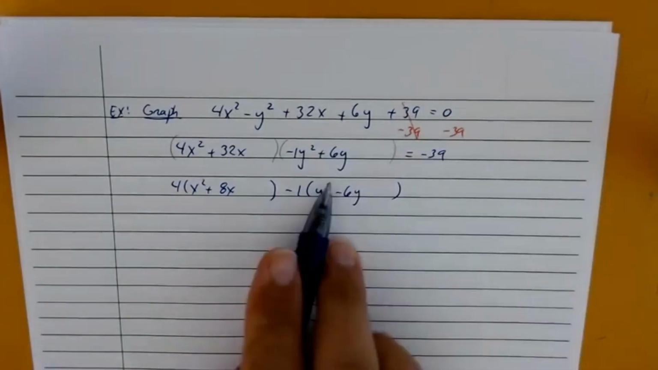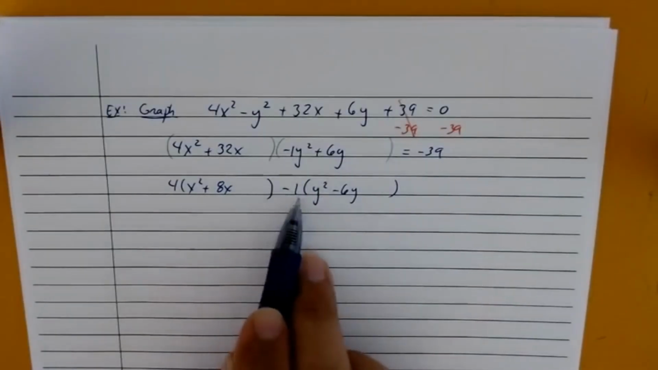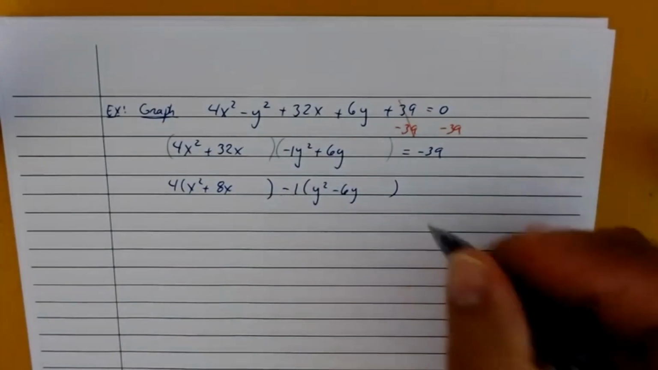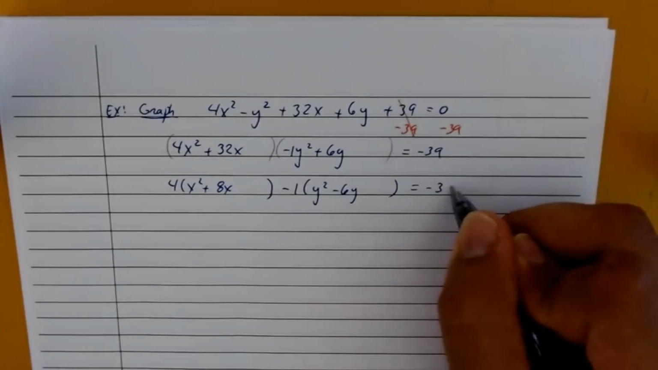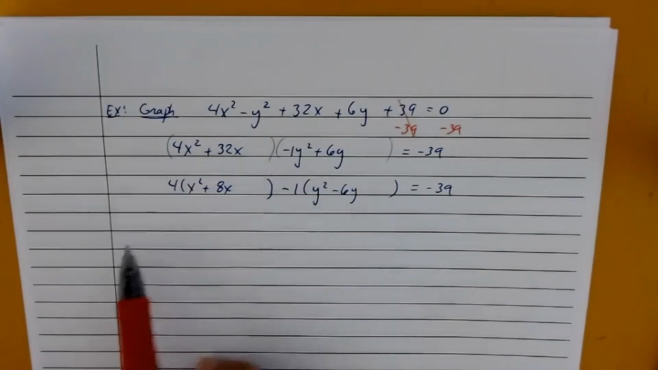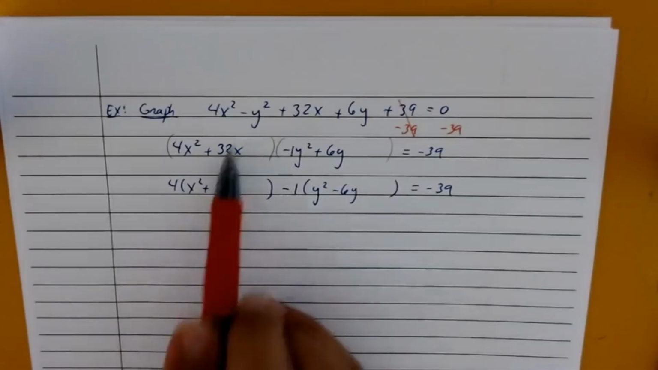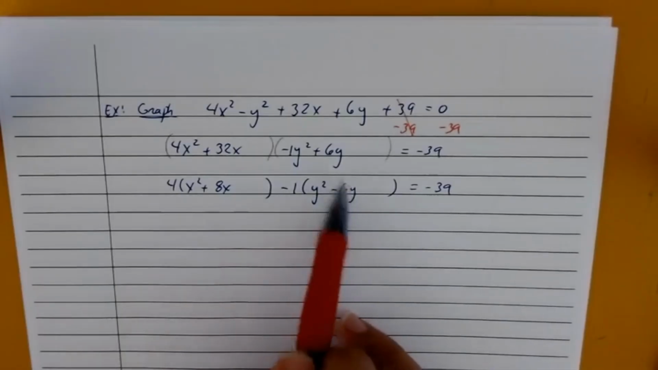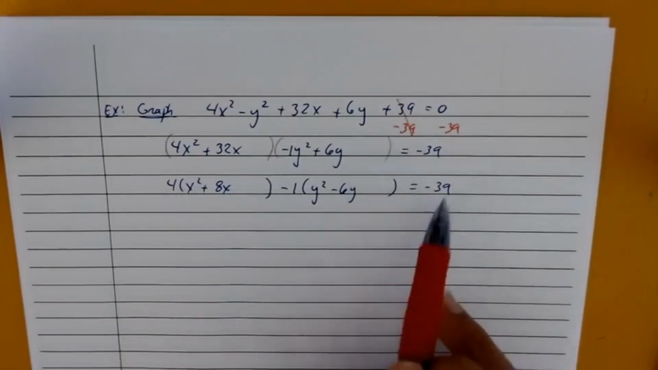Notice negative 1 times y squared is negative y squared. Negative 1 times negative 6y is positive 6y. So that still works out. That still says the same thing as the line above, although it says it a little differently. Right? That's still 4x squared plus 32x minus y squared plus 6y equals negative 39.